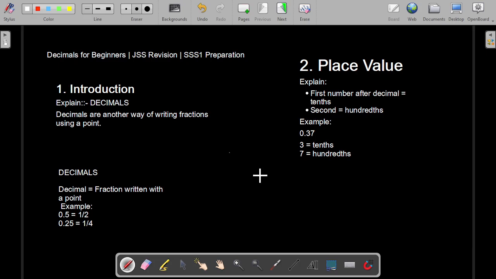A decimal is also a fraction, as you know that a fraction represents a part of the whole number. But this time, decimals are another way of writing a fraction using a point called the decimal point. We may say this is very cheap. This is elementary mathematics. Yes, indeed it is.